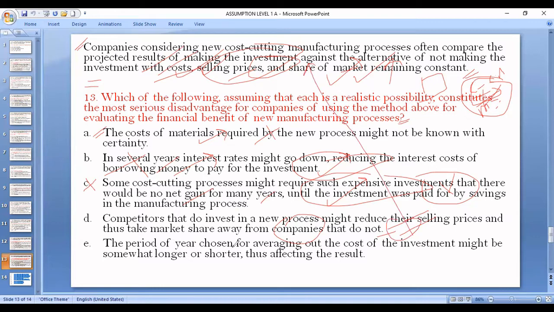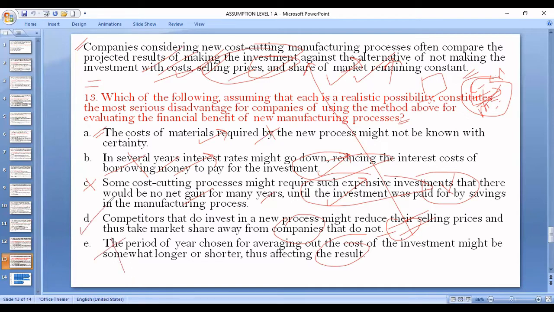Option E: The period of a year chosen for averaging out the cost of the investment might be somewhat longer or shorter, thus affecting the result. It says that it can affect the result for either the shorter or longer term because of the investment, and that is actually out of scope. Why? Because if we look from the investment point of view, then we have to look from the selling point of view, then the purchasing point of view, then the market sharing point of view. So there will be a lot of assumptions behind it, and hence we cannot assume it.